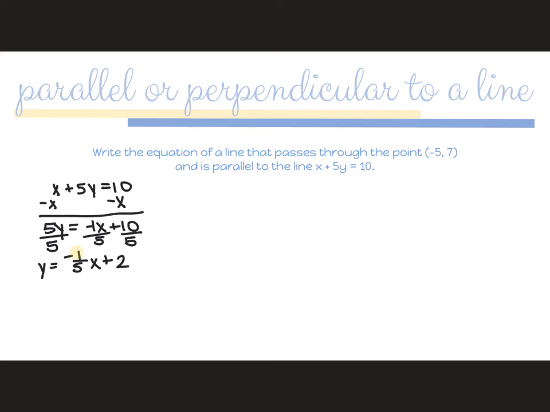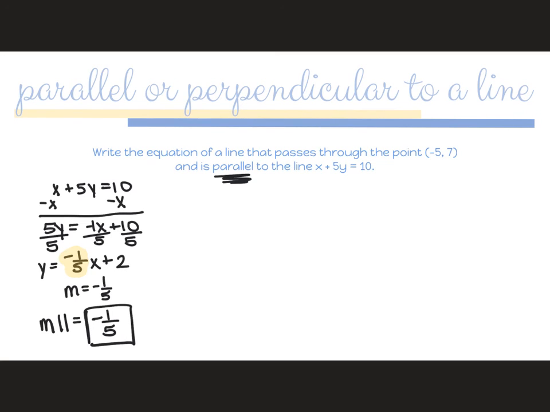When I look at this equation, my slope is negative 1/5. Then I want to identify my new slope. So if I revisit the example, it says parallel. So parallel slopes are going to be the exact same. So my new slope will also be negative 1/5.